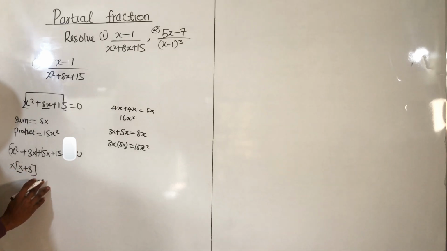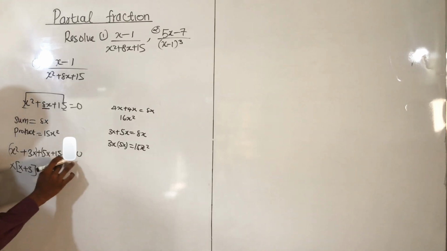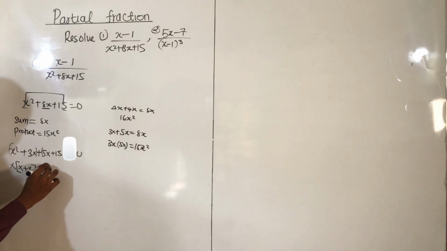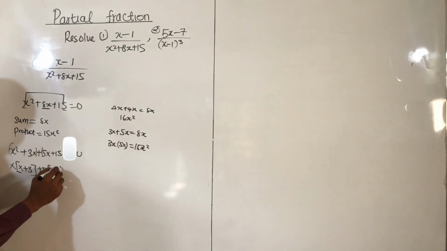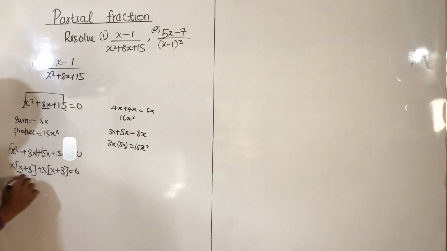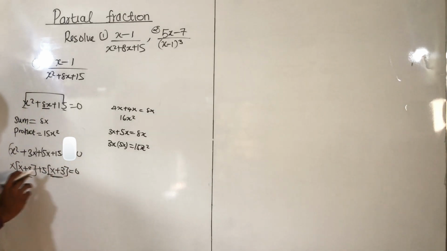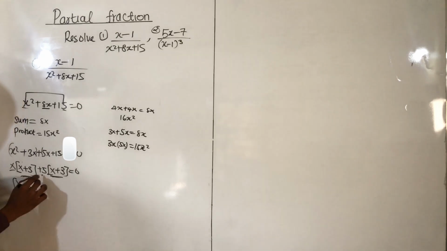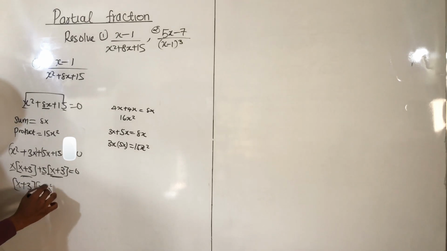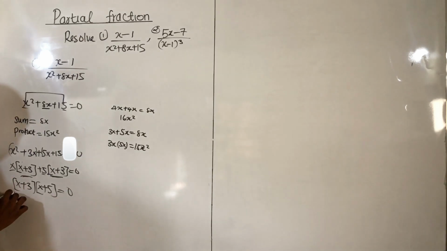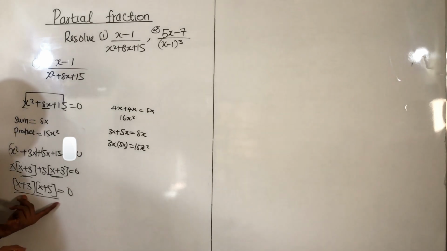Here you notice what is common is 5. We bring out positive 5, and you have x plus 15 divided by 5, which is 3. Very important, we have made these two brackets look alike. We take one of them, so we have x plus 3 and x plus 5 equals 0. So I've gotten linear factors.